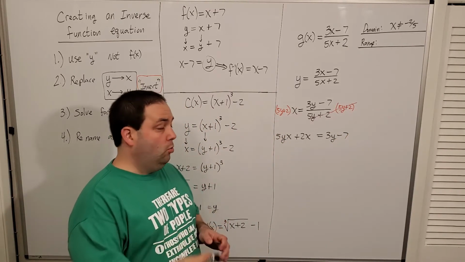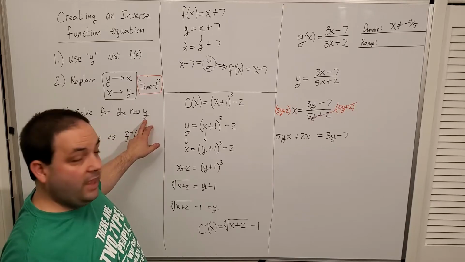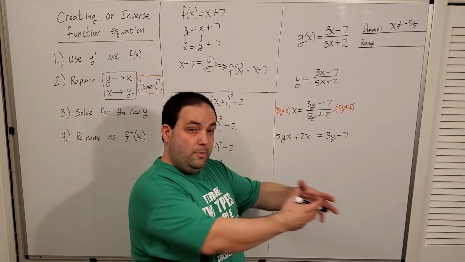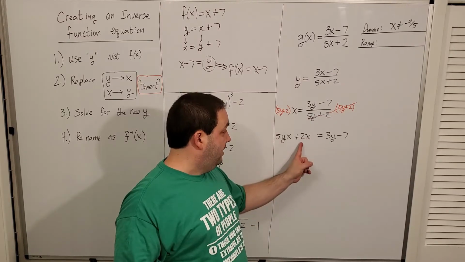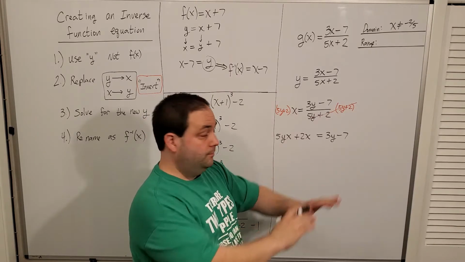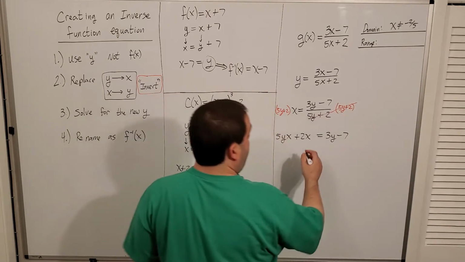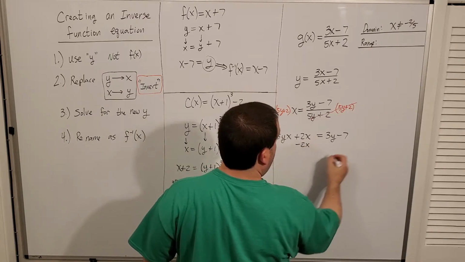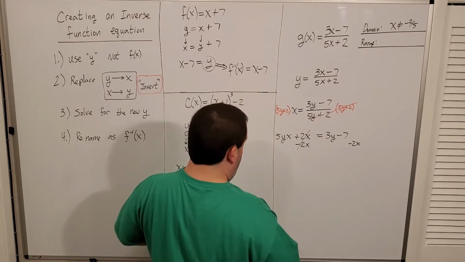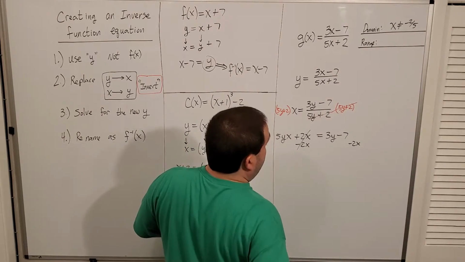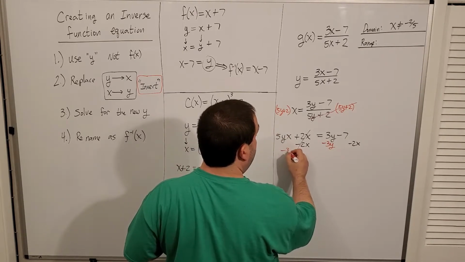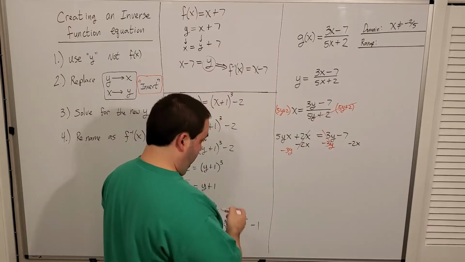Now remember my goal. My goal here is to solve for that y. That means everything that has a y should be on a side together, and everything that does not have a y should be on the other side together. So what I'm going to do is I'm going to subtract 2x from both sides to get rid of this. And I'm also going to subtract a 3y from both sides to get rid of this.